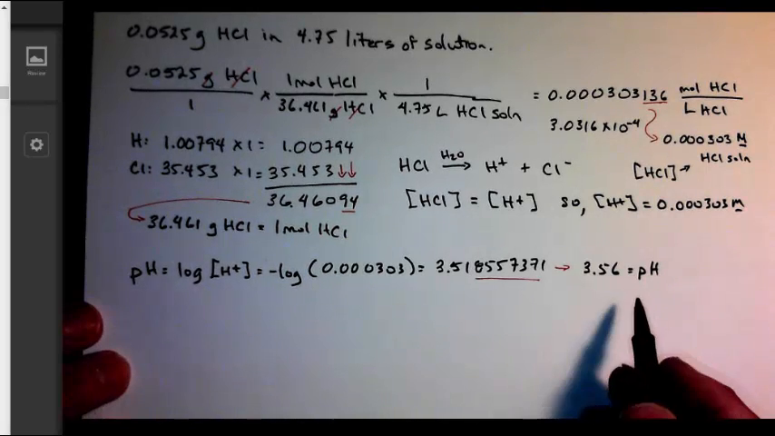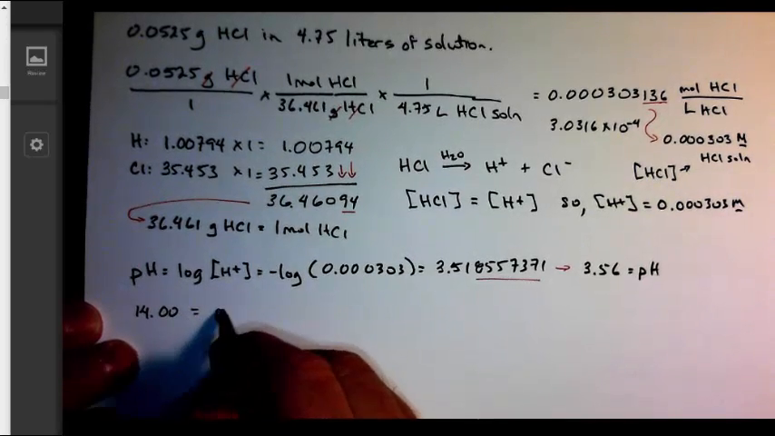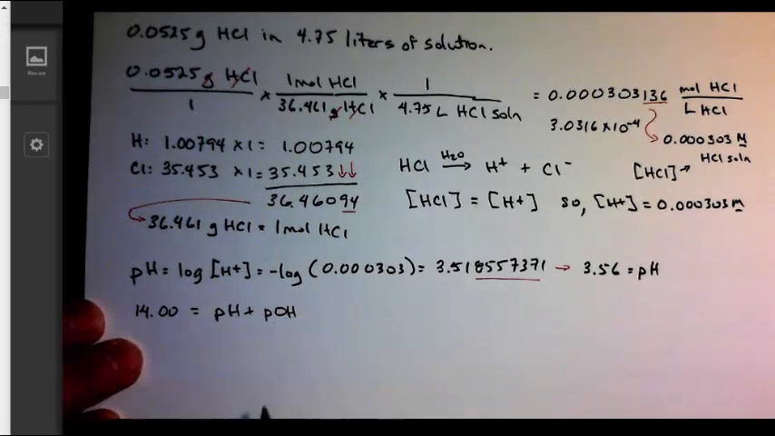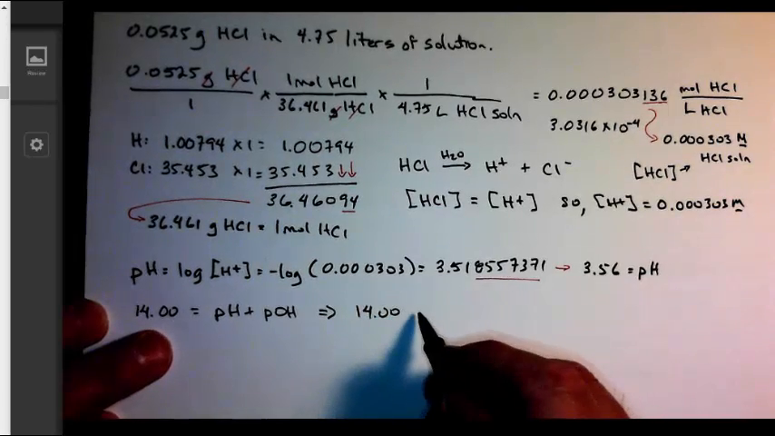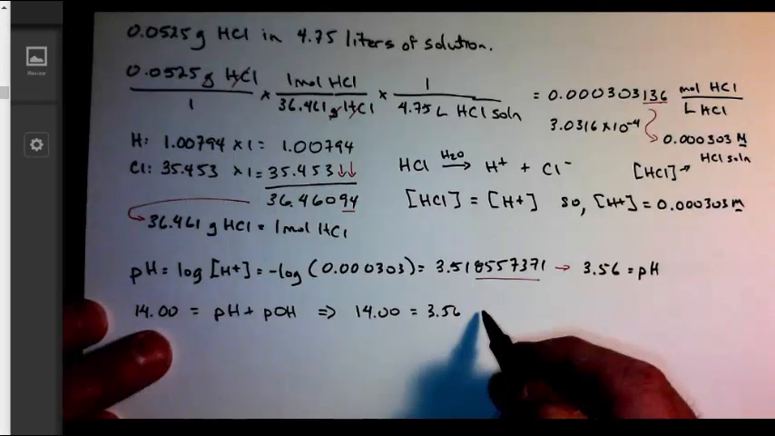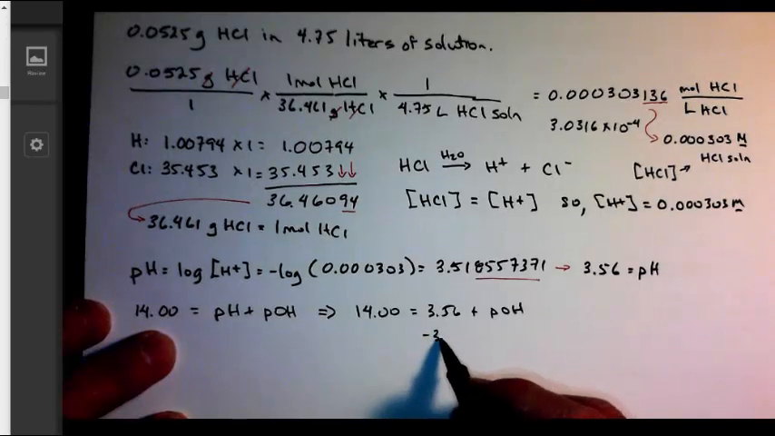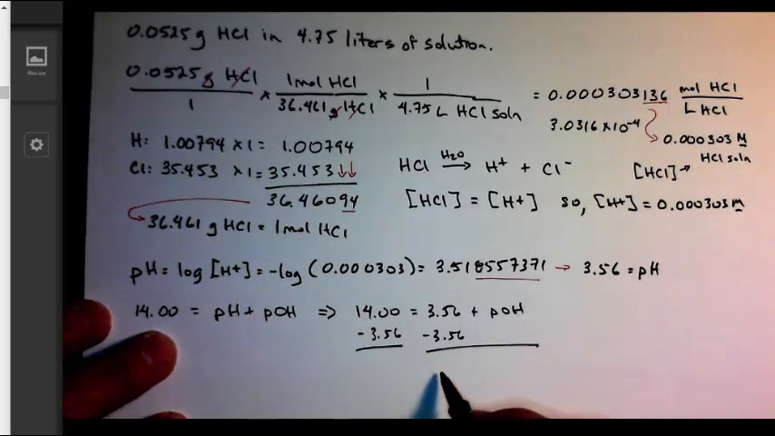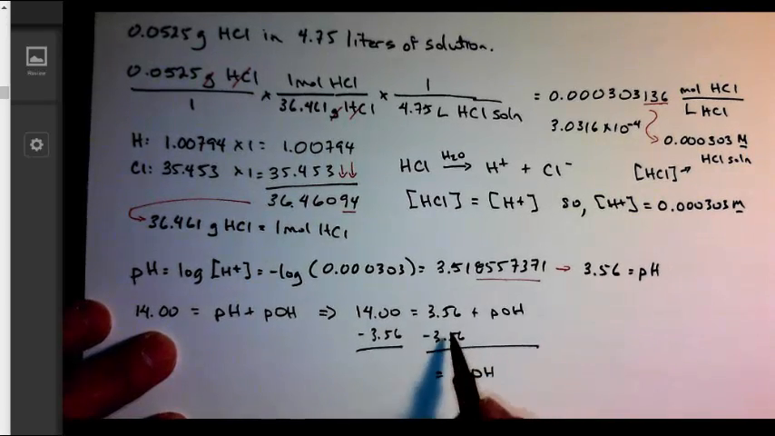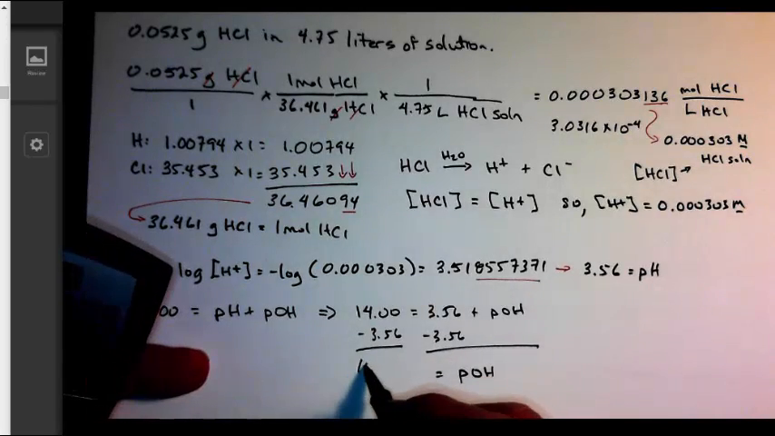All right, then if I know the pH, and I know that 14.00 is equal to pH plus pOH, I can plug in 3.56 for the pH and find the pOH by subtracting 3.56 from both sides. What I do to one side, I have to do the other. And that'll give me the pOH on this side because the pH is going to go away. And so 14 minus 3.56 is going to give me 10.44.